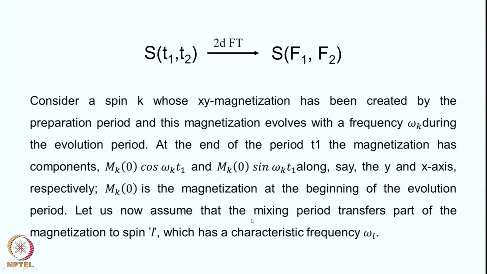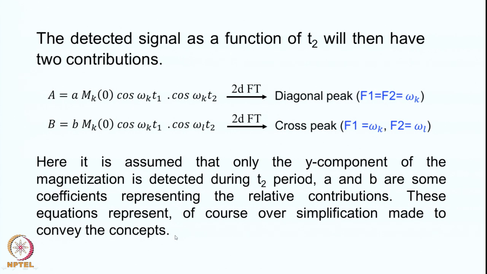Now let us assume that the mixing period transfers part of the magnetization to spin L. I said what happens during the mixing is dependent on the interactions between the various spins. Consider the spins K and L, and if there is an interaction between them of some sort, it may be either a J coupling interaction or a dipolar coupling interaction, whatever it is. But if this mixing allows transfer of magnetization from K to L, then a part of this magnetization may get transferred to the spin L.